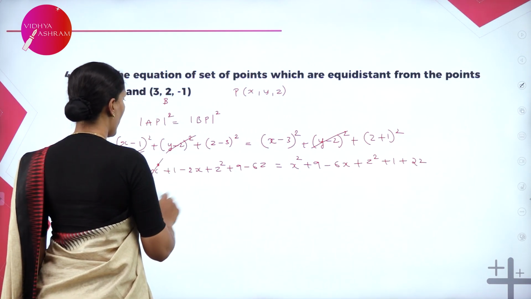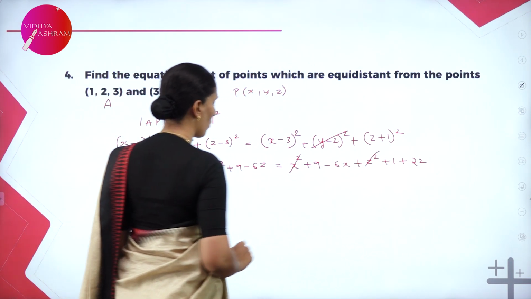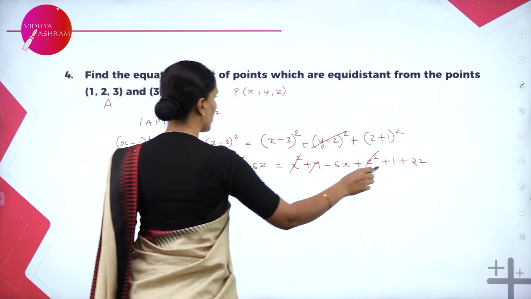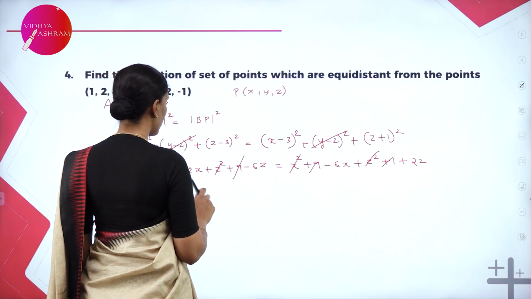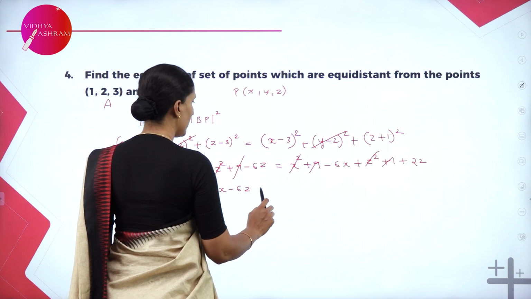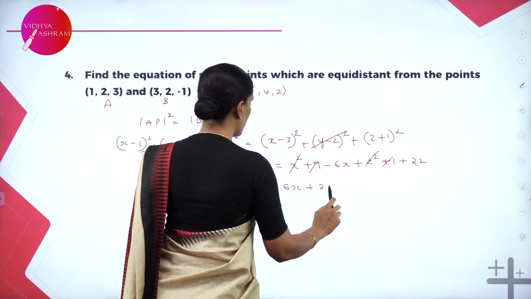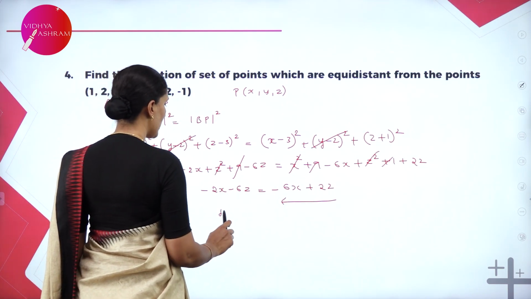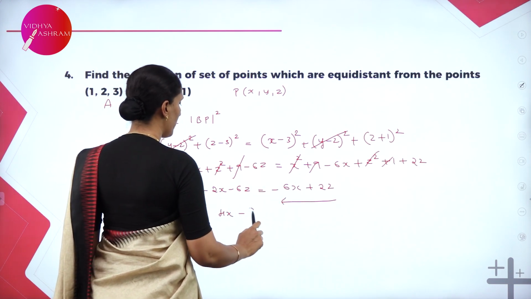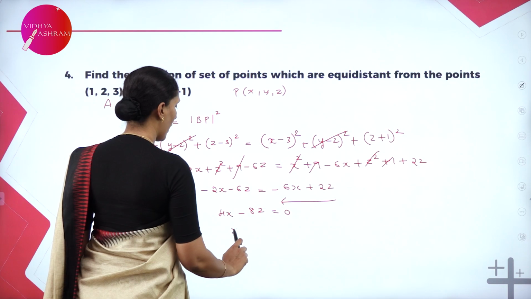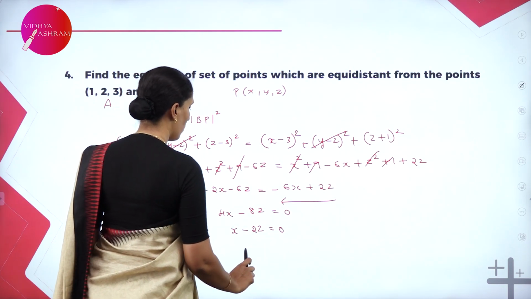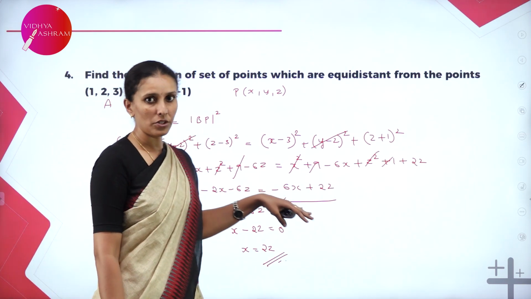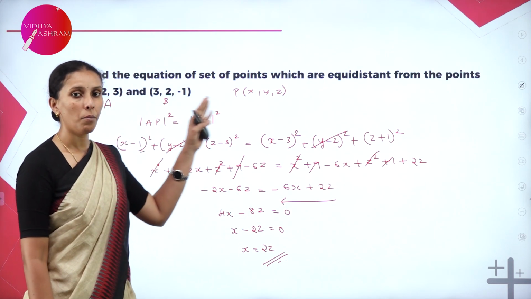We can cancel x square and z square on both sides. Similarly, we can cancel 9 on both sides. We can cancel 1 on both sides. So we are left with minus 2x minus 6z is equal to minus 6x plus 2z. So shift everything to the left hand side. So we get 6x minus 2x as 4x. 2z when it comes here becomes minus 8z, equal to 0. Or we can write x minus 2z is equal to 0, or x is equal to 2z. So this is the required equation for the set of points which are equidistant from point A and point B.